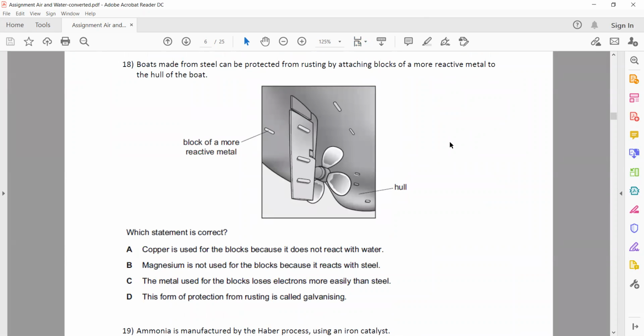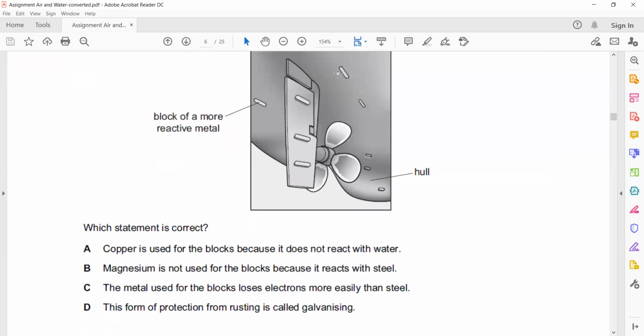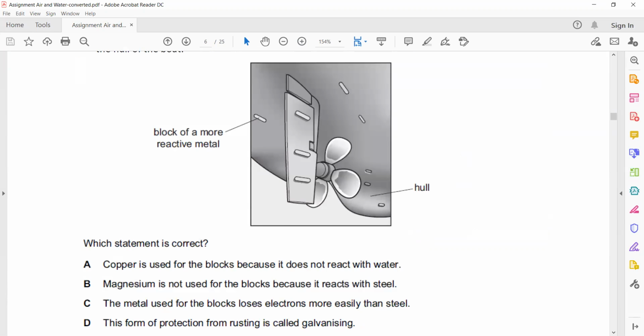A boat made from steel can be protected from rusting by attaching a block of more reactive metal to the hull of the boat. Which statement is correct? Question 18.